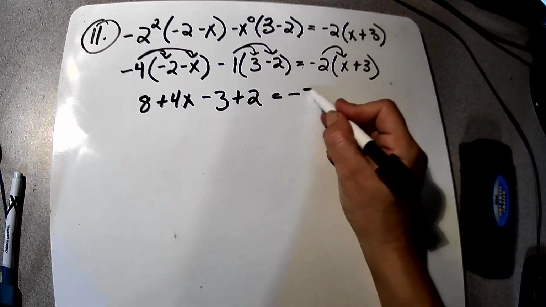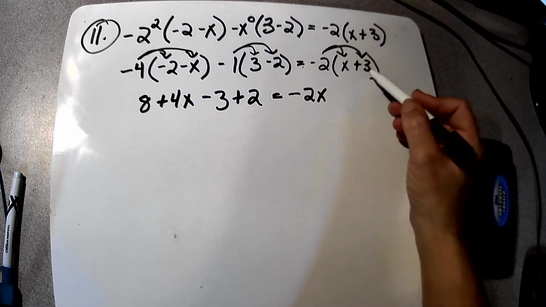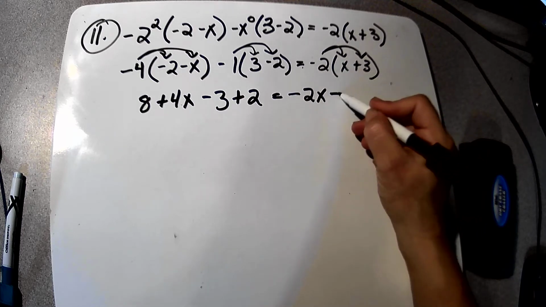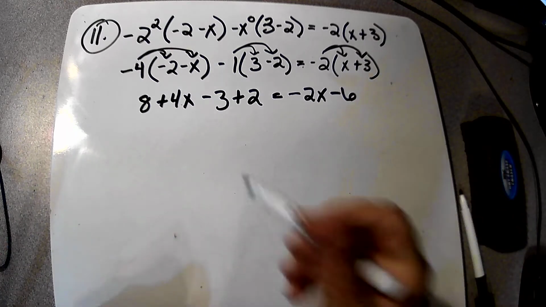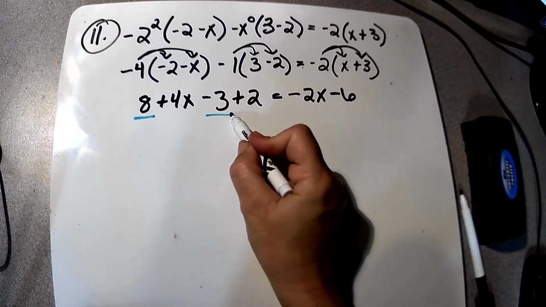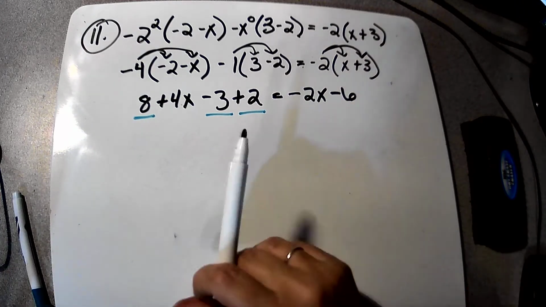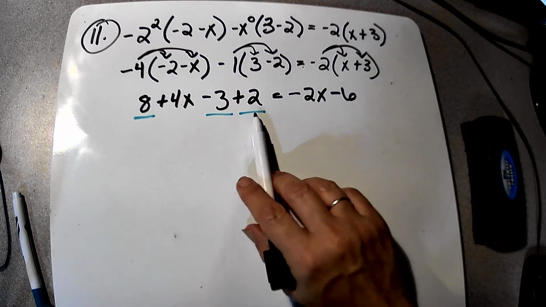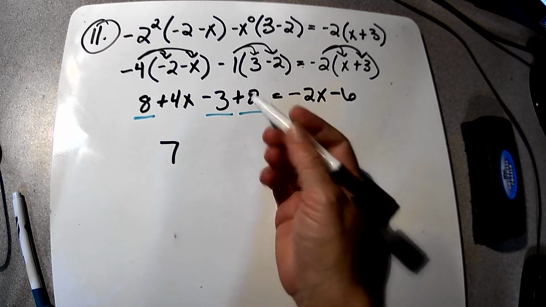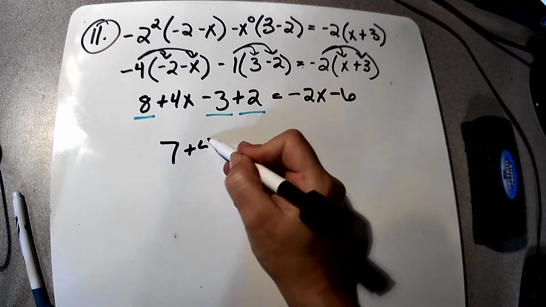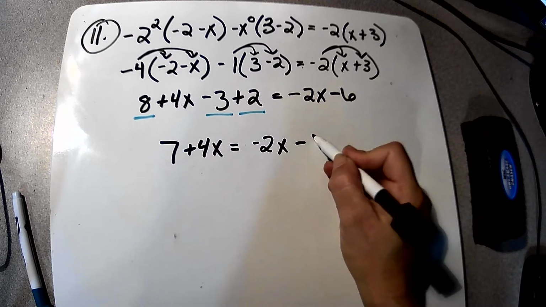Now it would be negative 2x. And then here would be negative 2 times 3 is 6, and that would be negative 6. Alright, next step is to combine like terms, and the like terms we have are here, here, and here. So 8 minus 3 plus 2. Well, 8 plus 2 is 10, minus 3 would be 7. So we've got 7 plus 4x equals negative 2x minus 6.